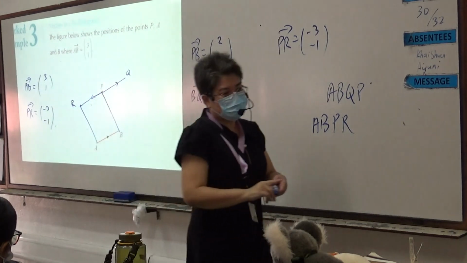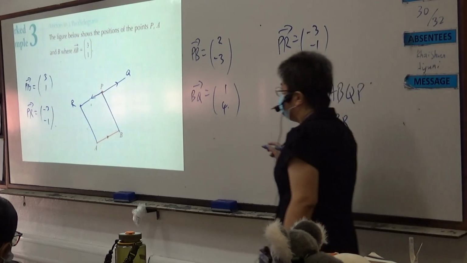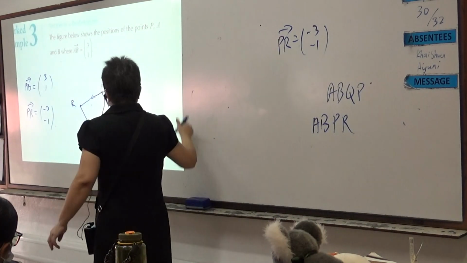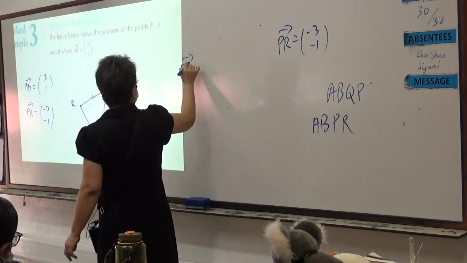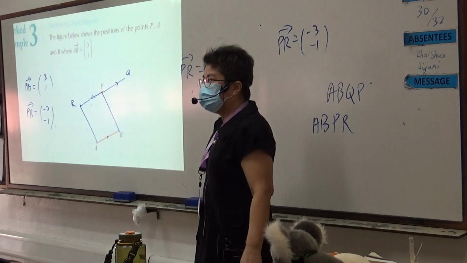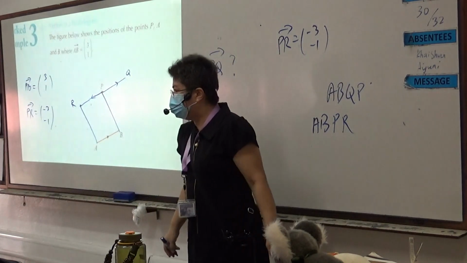But look at the next part of the question. What I mean is, is PQ equal to PR? The magnitude is the same. But I want to ask, is PR equal to PQ? They are not. The magnitude is the same, but what is different? The direction is different. Everybody clear?